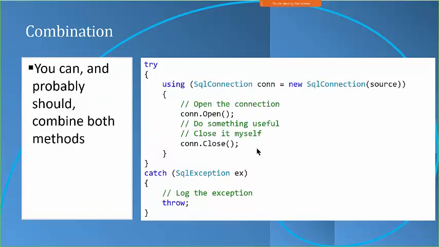And so you might have a structure like this. Using SQL connection, open your connection, close your connection, do some stuff. You might put that all in the try-catch block and then catch the exceptions. So you could combine both methods.